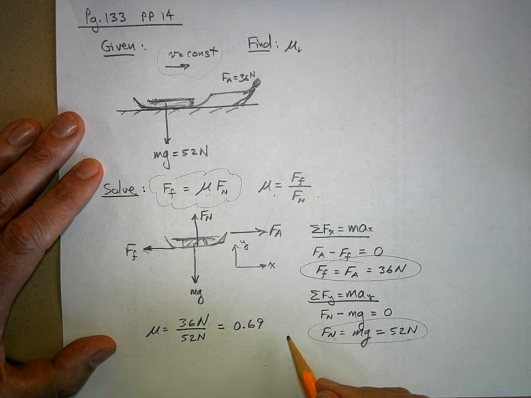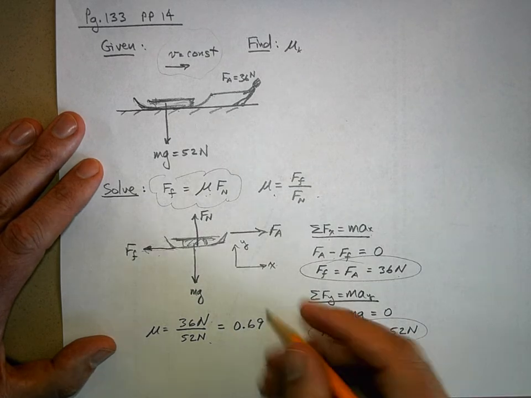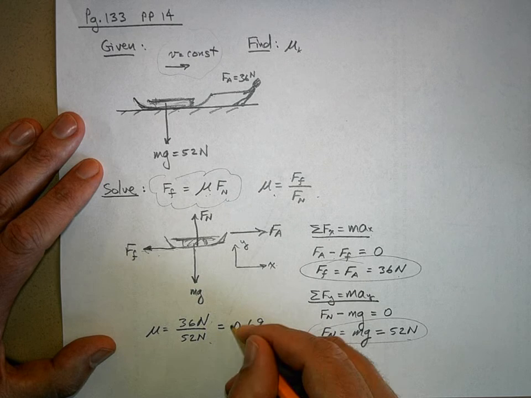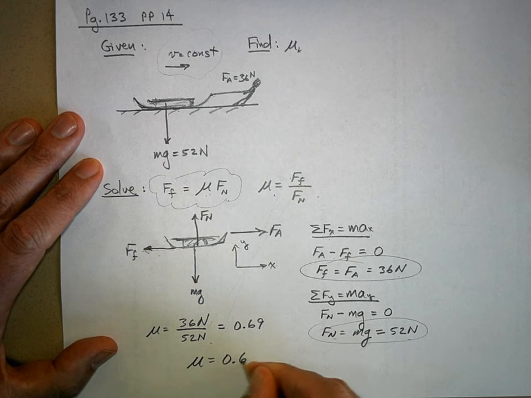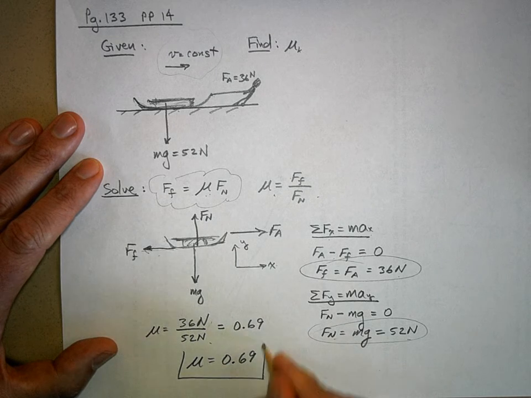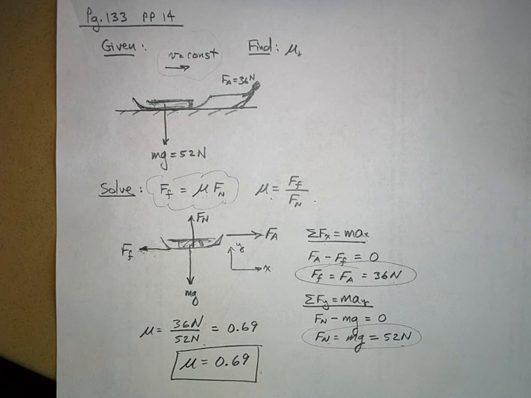And there's no units. Well, you could put newtons per newton, which is perfectly legit, or you can say the newtons cancel the newtons, either way. So mu equals 0.69. And that's my answer. And that is practice problem 14.